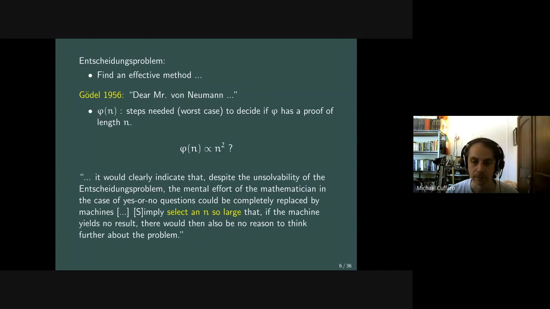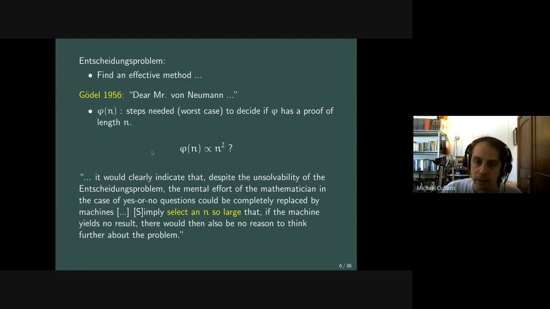And so you can, in that way, do away with human mathematicians. If a computer was able to find a proof in only this many steps, then we wouldn't need human mathematicians because we could just ask a computer. Right? And so Gödel actually conjectured that this might be plausible, and he was asking von Neumann's opinion about that.